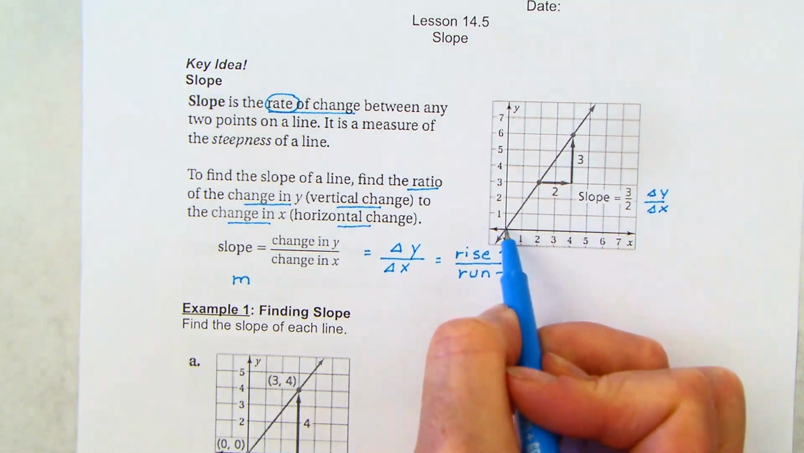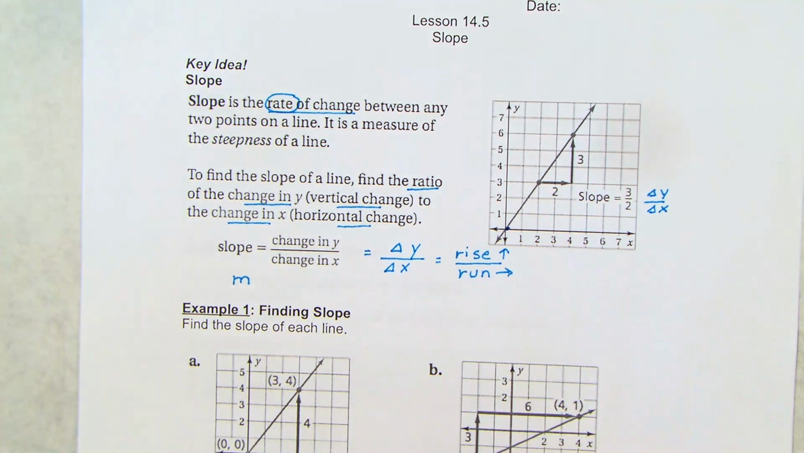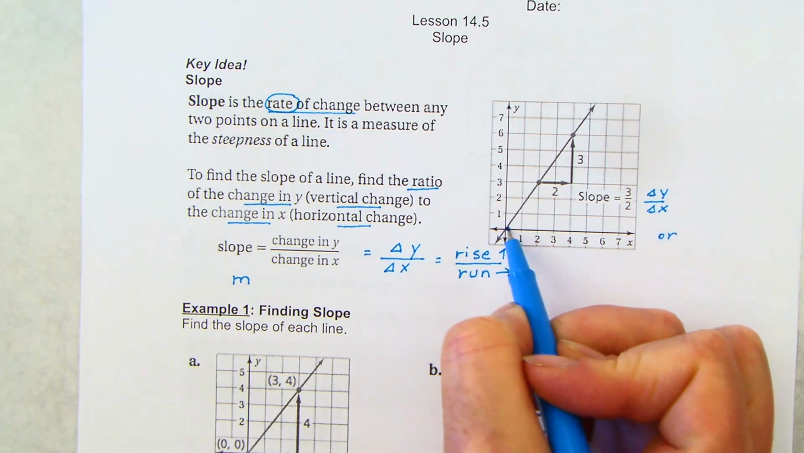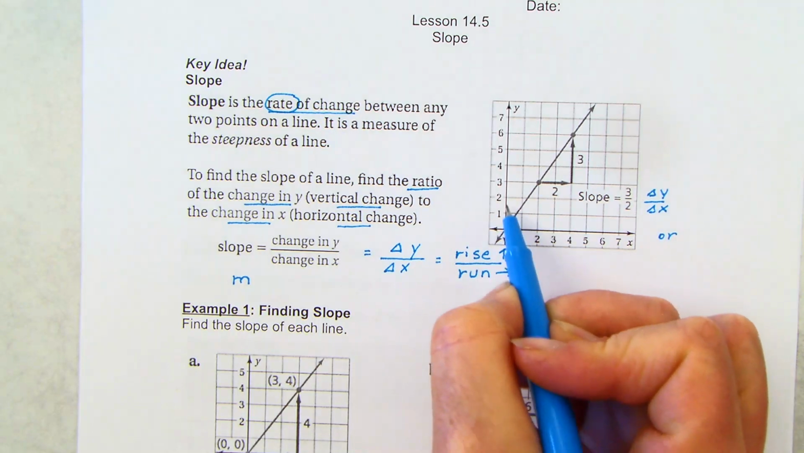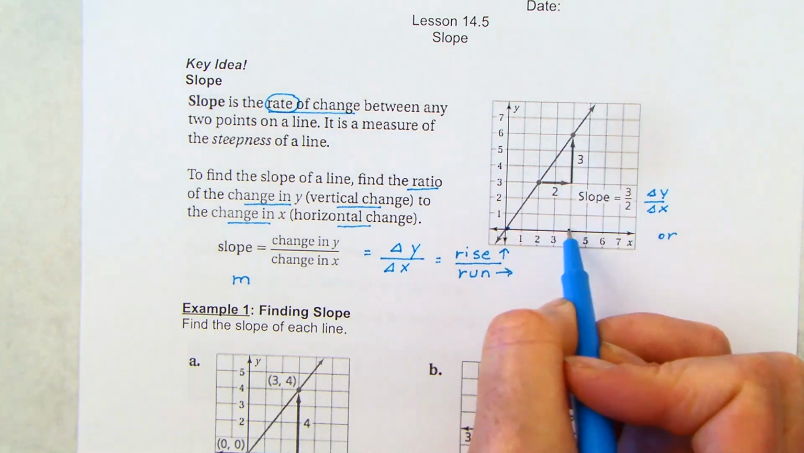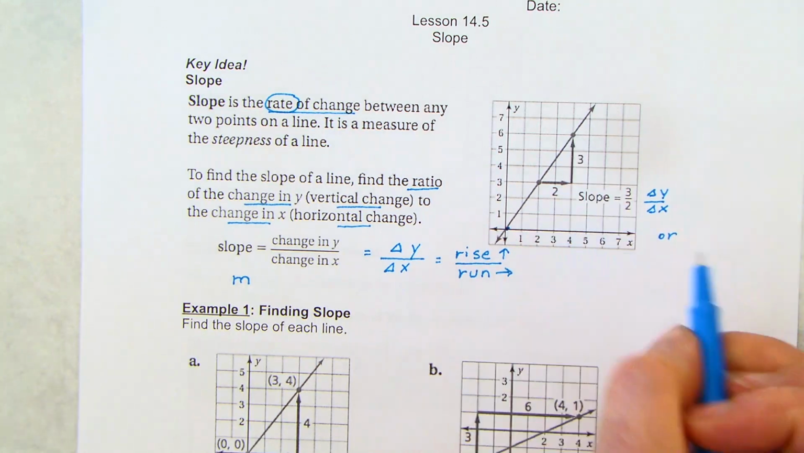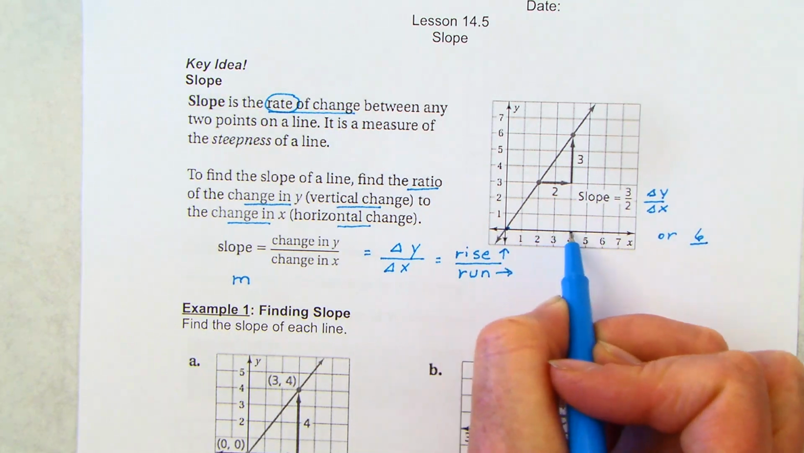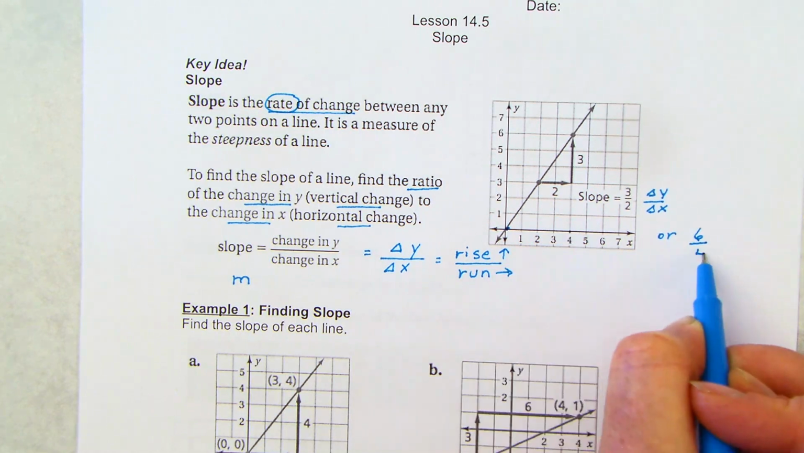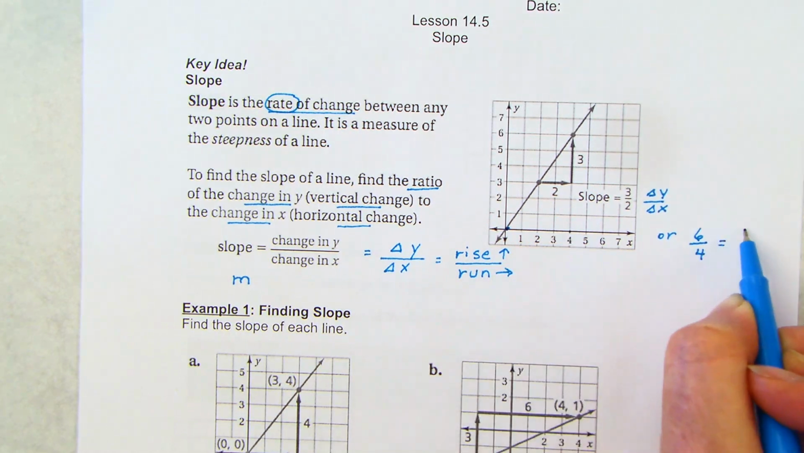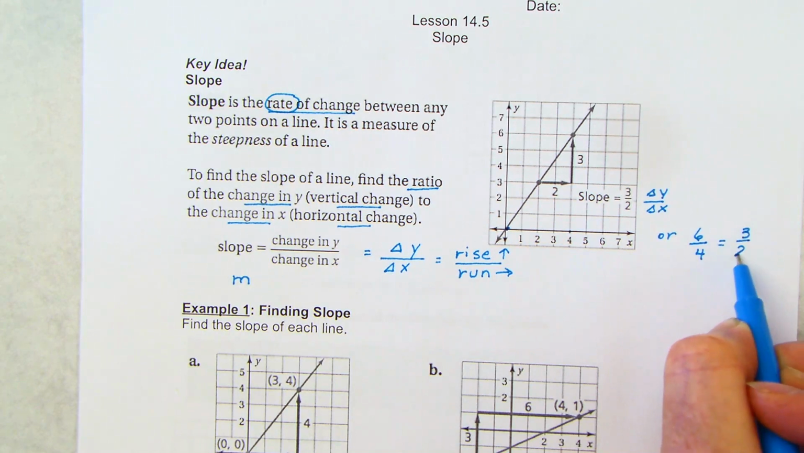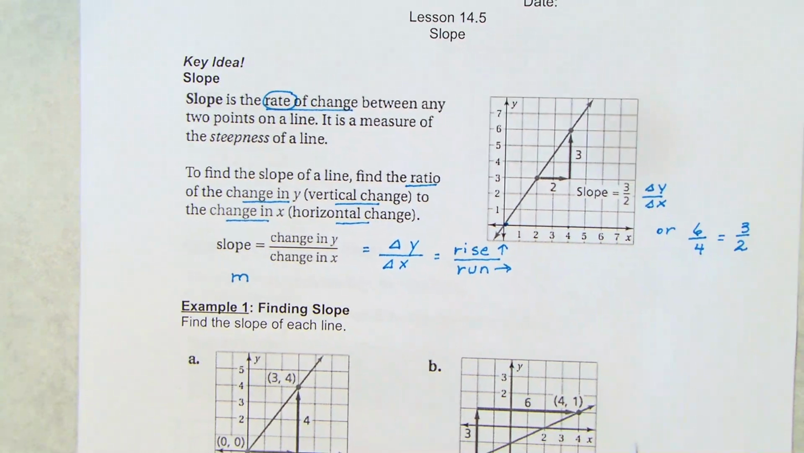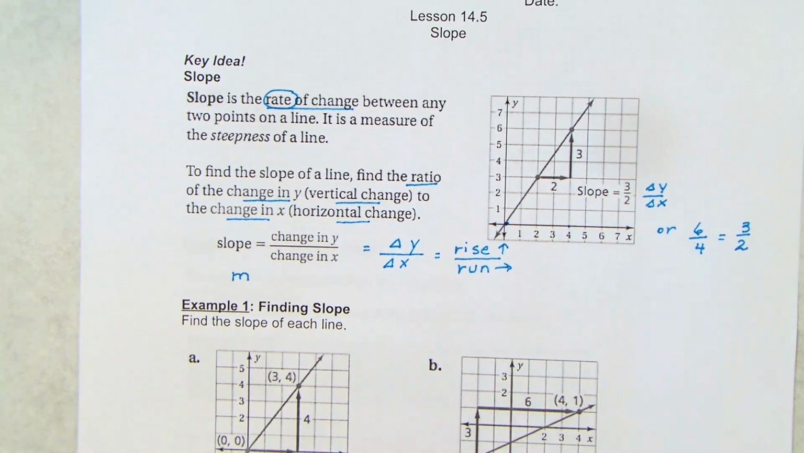You could also start from this lattice point down here at the origin, 0, 0. And I could see that if I go from 0, 0 up to this point, that is a total of 6. And from this point over to here is 4. And if I simplify that down, 6/4 is the same thing as 3 over 2. So it doesn't matter which two points you choose, it will always simplify down to the same slope.